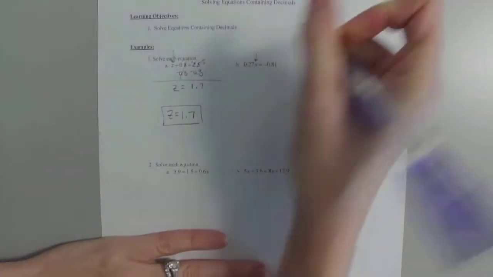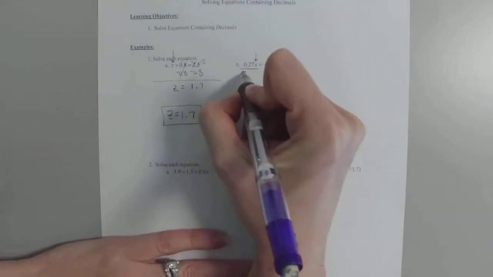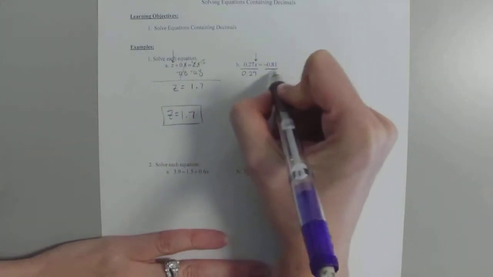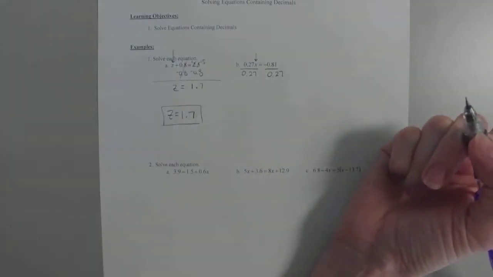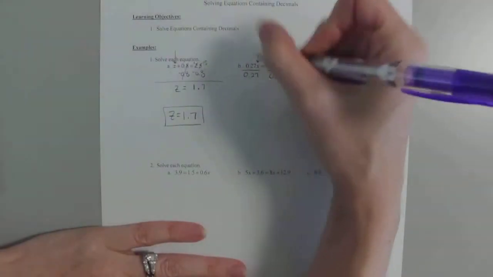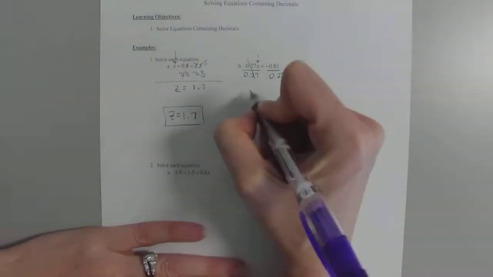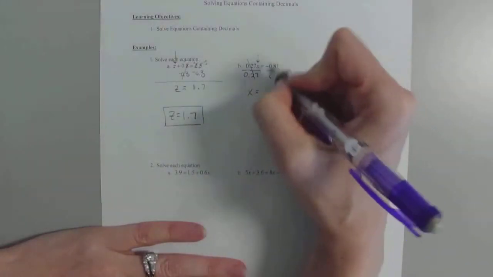So look at B. We want to get x by itself, but this 0.27 is in the way. What operation is this right now when they're shoved next to each other like that? Multiplication, right? So how do you undo multiplication? What's the opposite of multiplying? Division. So we're going to take 0.27 and divide both sides by 0.27. Okay? What happens on the left side? What's a number divided by itself? 1, right? So it leaves us with x.